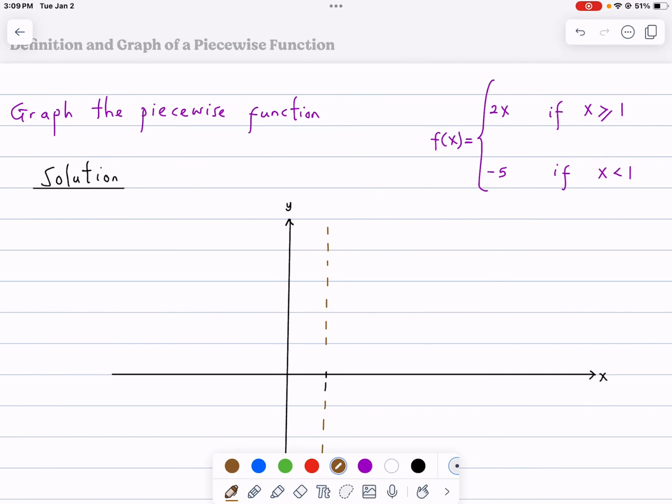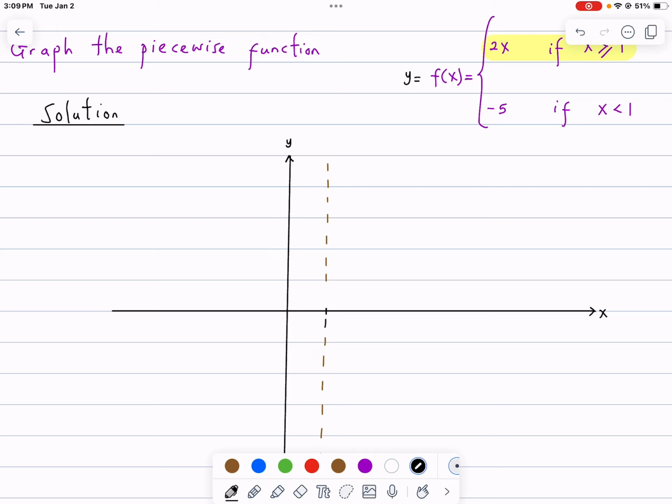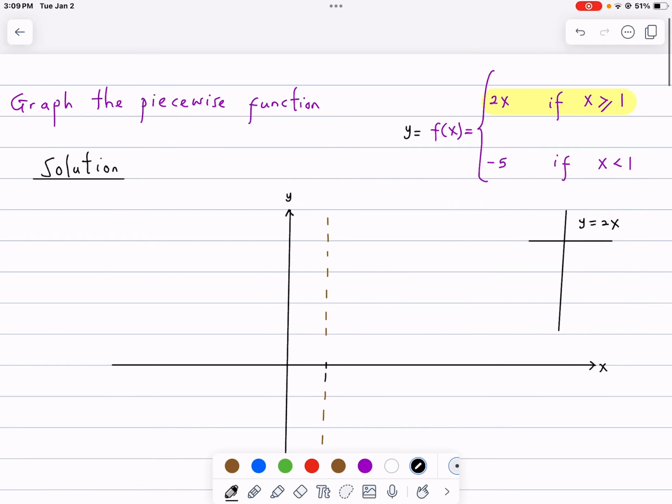Usually when you want to draw a piecewise function, just take it one step at a time. Draw each part at a time. So let's draw the first part, which is this. For convenience, I'm going to write y is equal to f of x. So I'm going to draw a little table here. So this is y is equal to 2x. So I'm looking at the first part now.